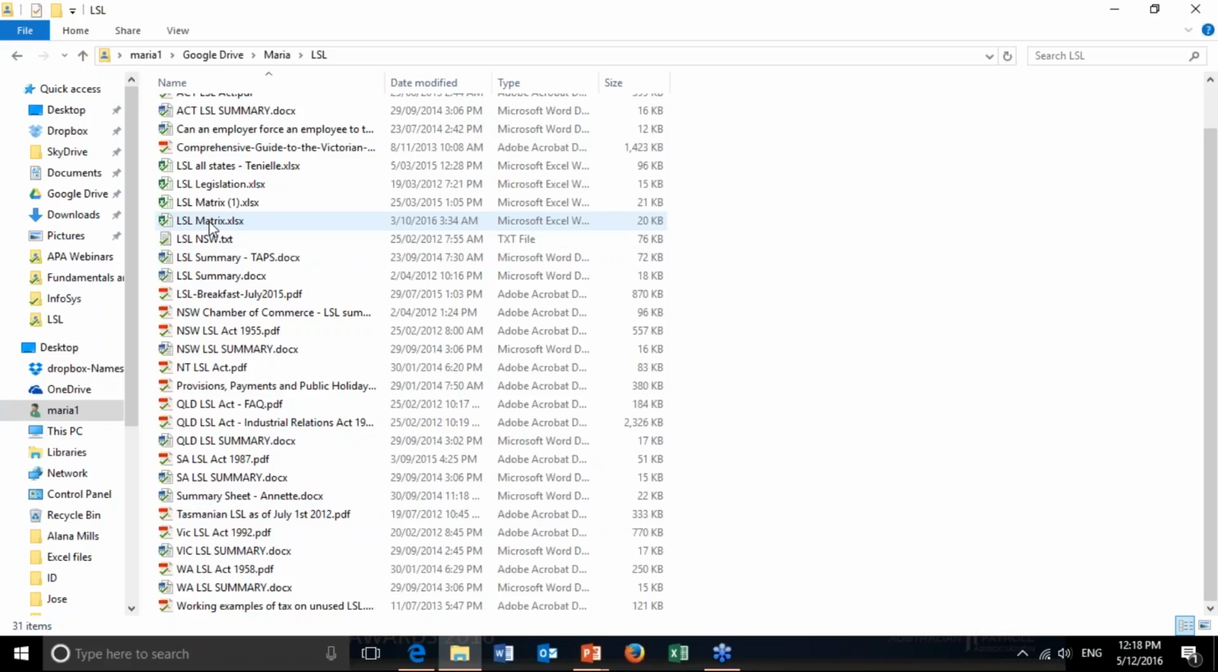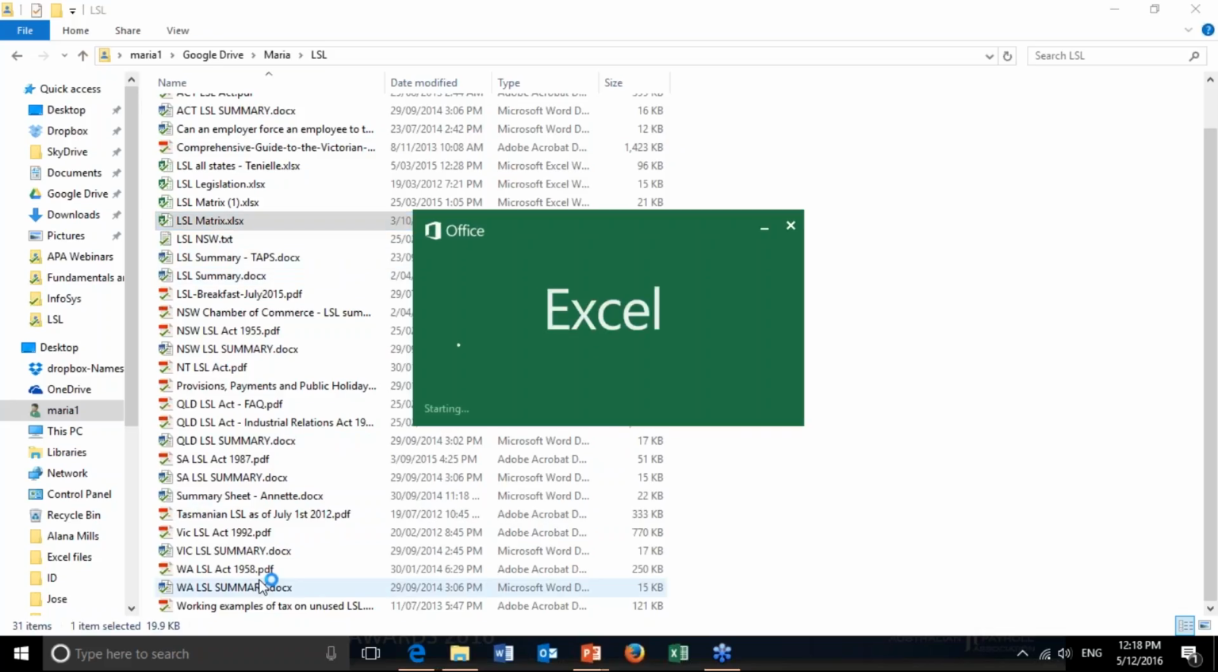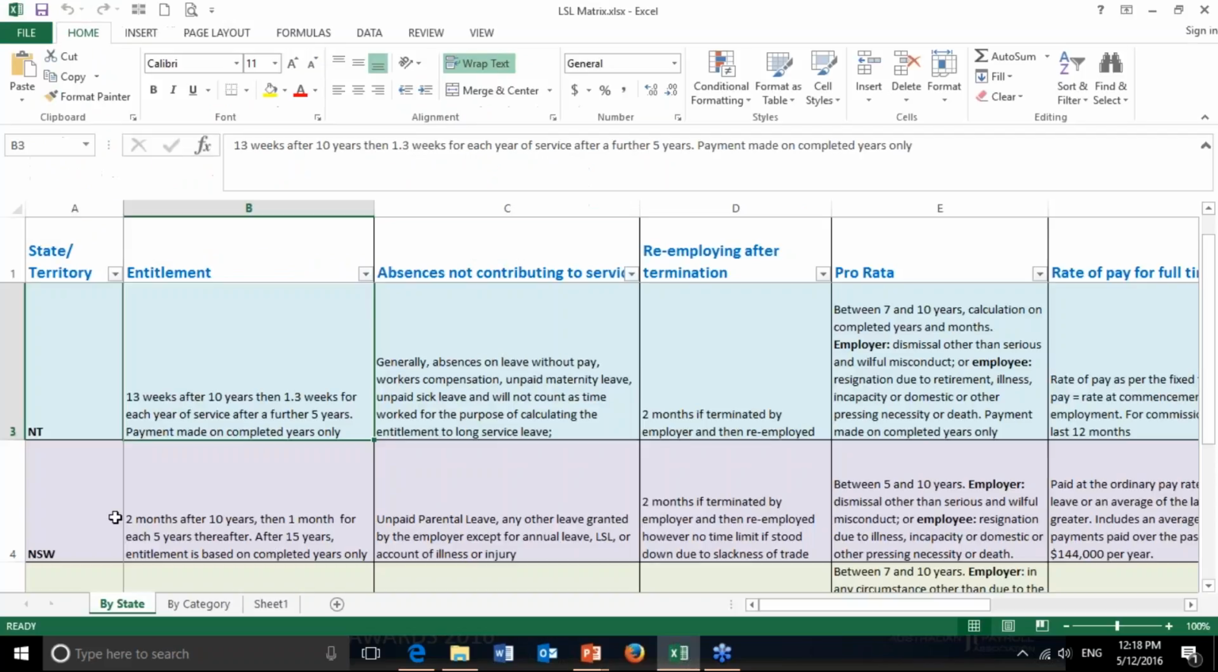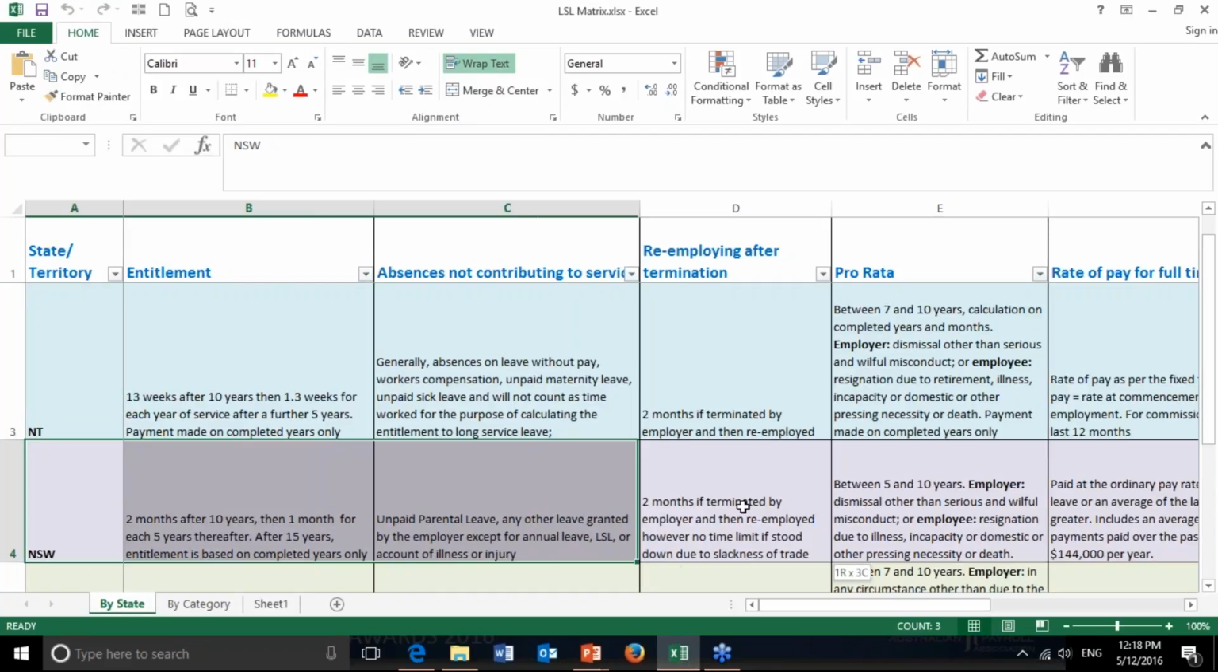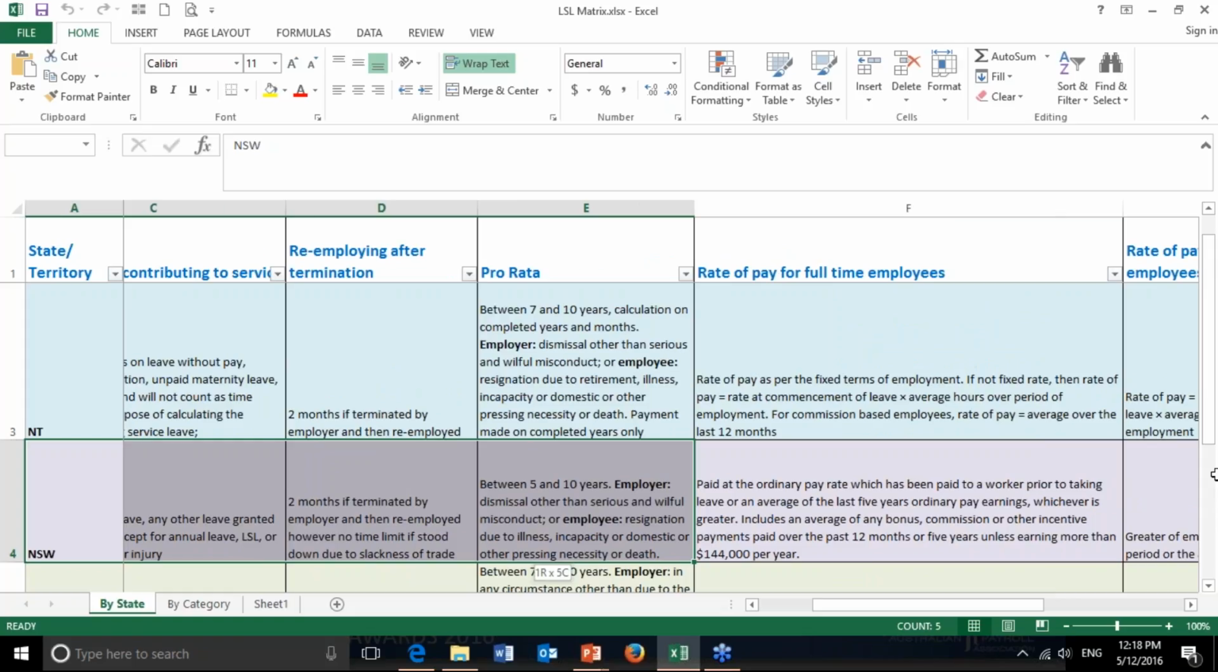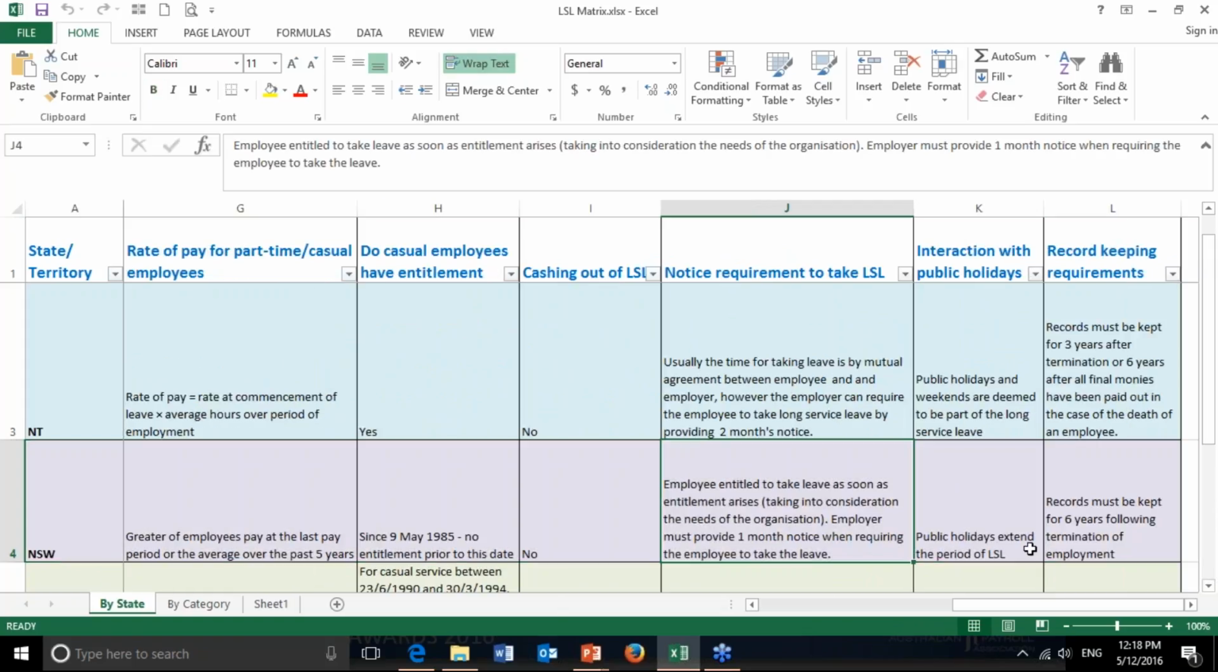Let me open up my matrix. Let's see if it's in this, otherwise I open up the Act. I'll try and keep it in summary form because the Acts are too long to read through. Rate of pay, notice requirement. Employee entitled, here we go. Employee is entitled to take leave as soon as the entitlement arises. Employee must provide 1 month's notice.